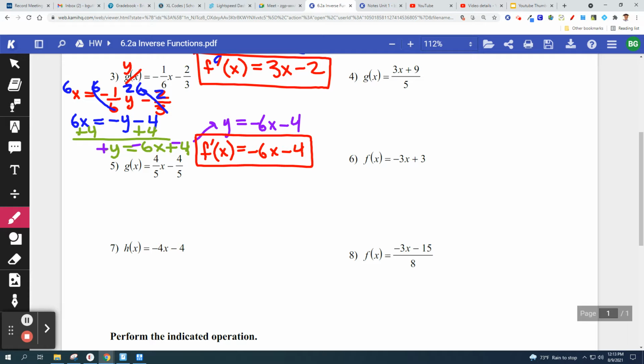Let's move over and do problem number 4 this time, because number 5 is pretty much the same thing. You've got those fractions to deal with. Let's look at number 4 because it just looks different. Change this to y. Switch x and y.